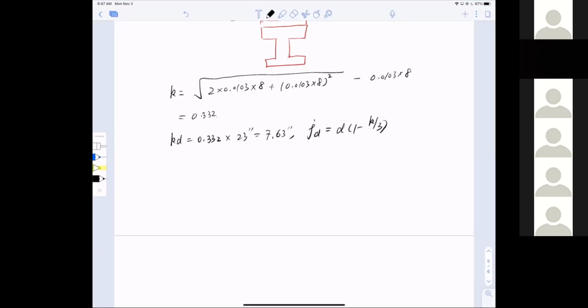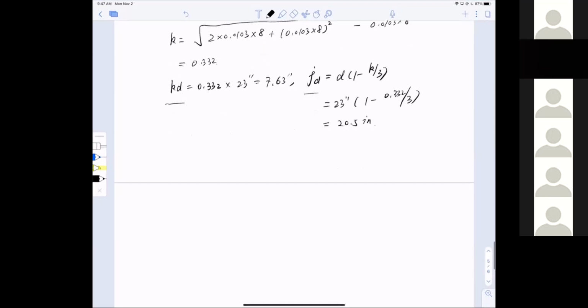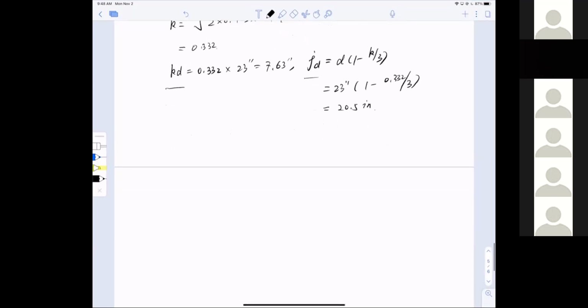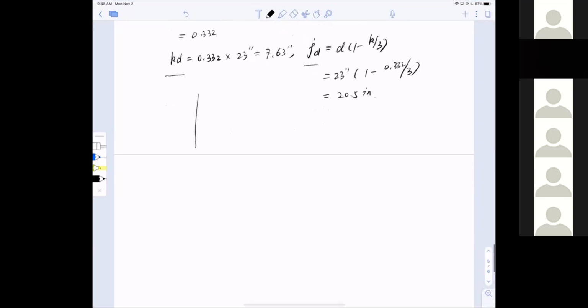And jd quickly equals d multiplied by 1 minus k divided by 3. So bring the number in: 23 inches multiplied by 1 minus 0.332 divided by 3. I have this to be 20.5 inches. So I got kd, I got jd. I'm pretty happy. Happy campers. Now I look at the section again. The section looks very simple, simplistic. The section looks just like that.